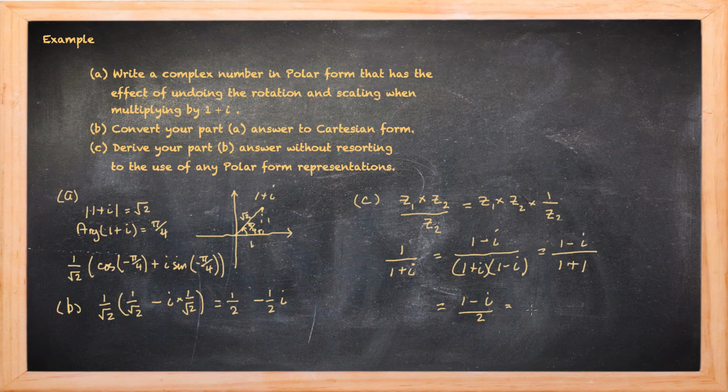So let's split that up and divide each part of this numerator by 2. So we get 1/2 minus a half i. And that ties up with what we got before, but we've achieved that without having to go through this polar form.